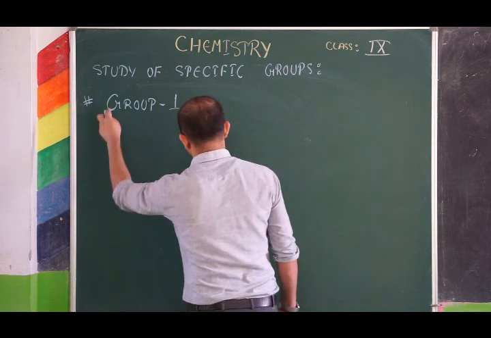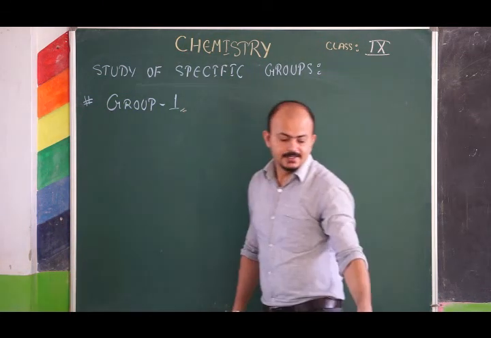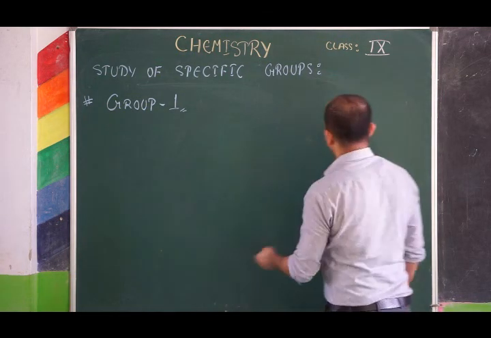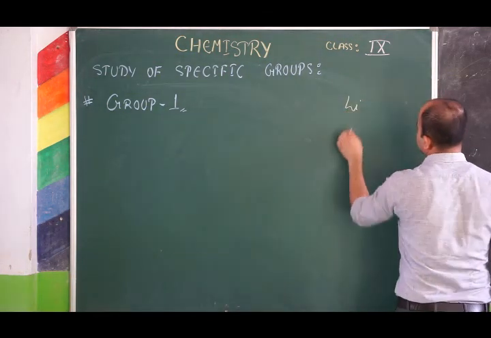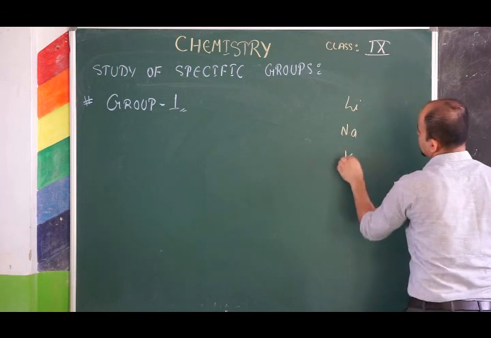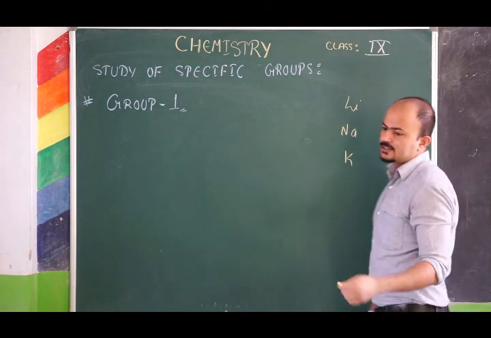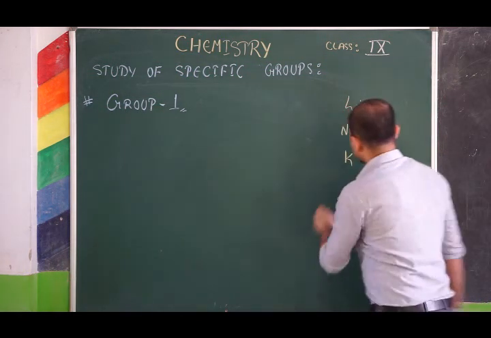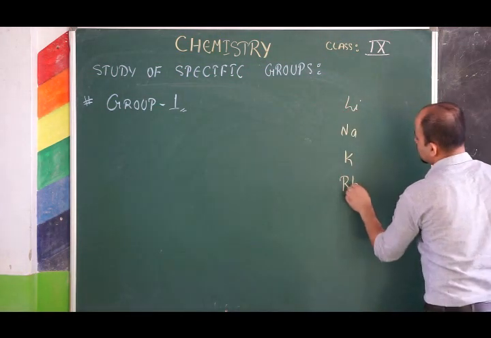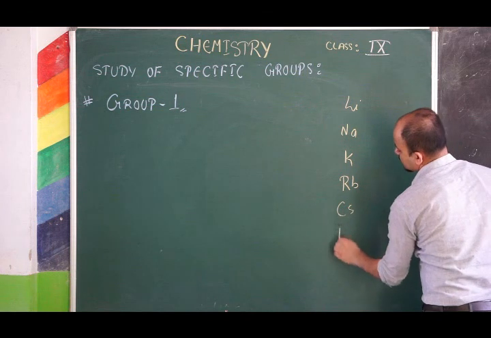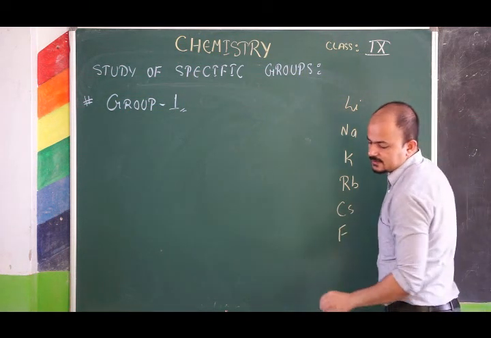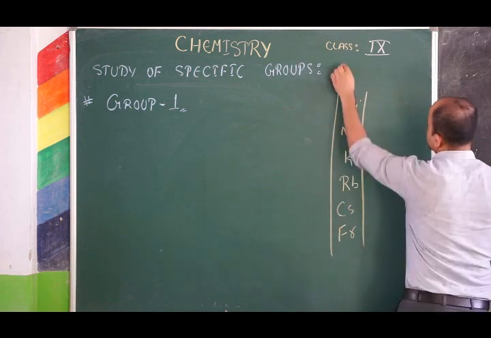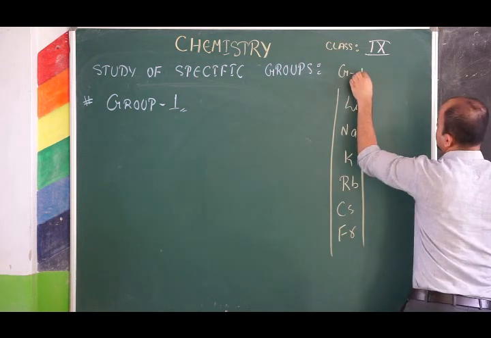The first column on the left hand side is what? It is group 1. In that you have elements like lithium, sodium, potassium, rubidium, cesium, francium. This part you have to remember, okay? So rubidium, cesium and francium. These are the elements in the first group, group 1.